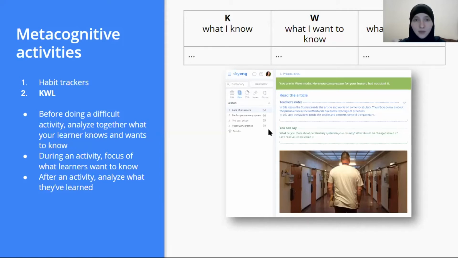And again, we want our students to be proactive and to be conscious about the process, so they can analyze what they want, what they already know, and what they would like to know.